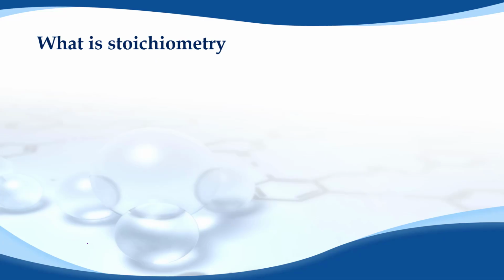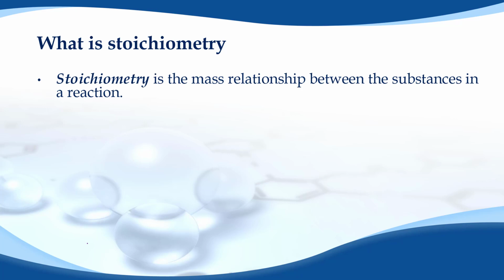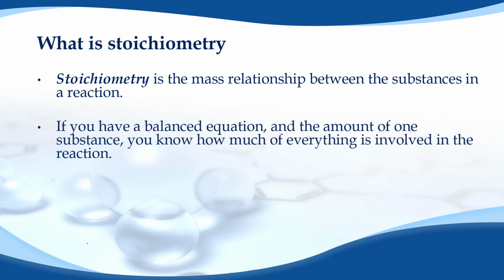Okay, so like I said, stoichiometry is just the mass relationship between the substances in a reaction. So the idea is that if I give you a balanced chemical equation, and I give you one amount of one substance involved in that reaction, so if I said, for example, 10 grams of sodium react, you would know how much of everything else is involved in that reaction. So if I put sodium in water, for example, you could figure out how much water is involved in that reaction, how much sodium hydroxide is generated in that reaction, and how much hydrogen is generated in that reaction, all from knowing just one amount and having the balanced equation.